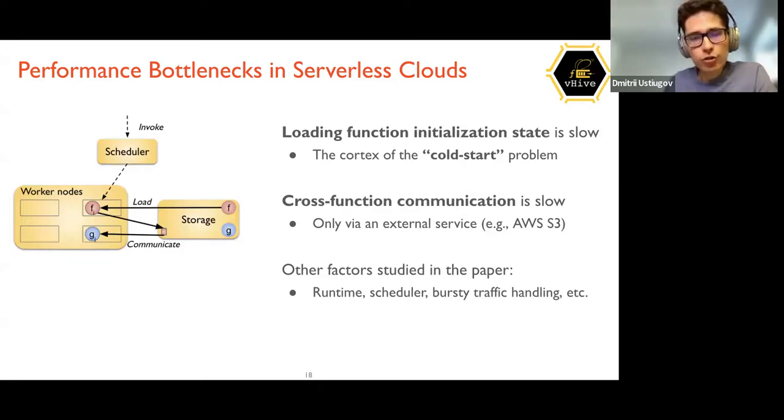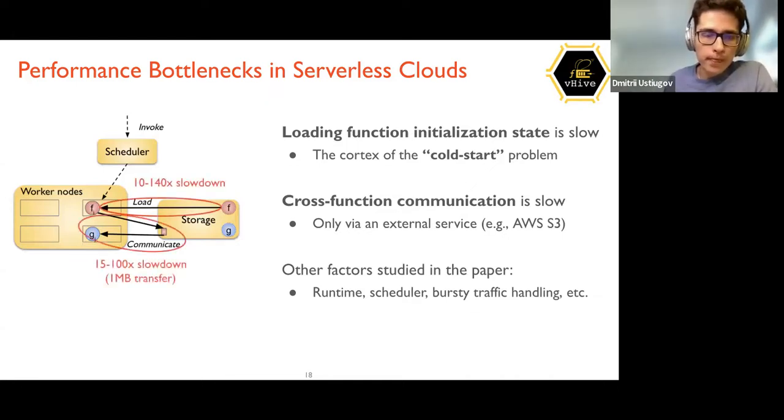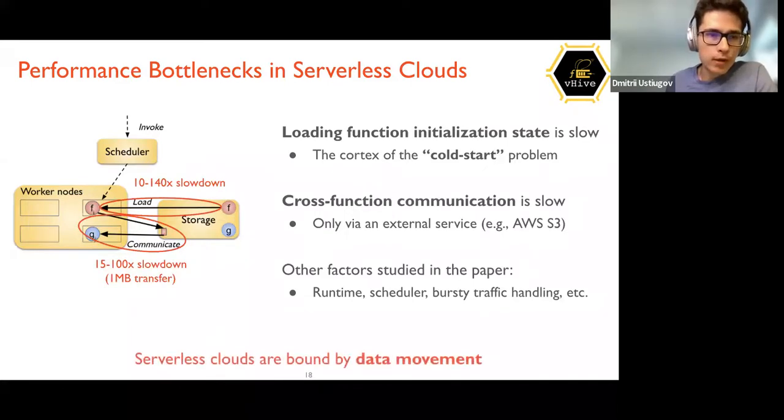And the second issue related to the data movement is the cross-function communication, which has to happen through the storage, which contributes a lot to the median and the tail latency. So for today's systems, there is a huge headroom for improvement for both of these issues. And it's fair to say that today's clouds are bound by data movement. So this is the problem that we targeted first in our research.